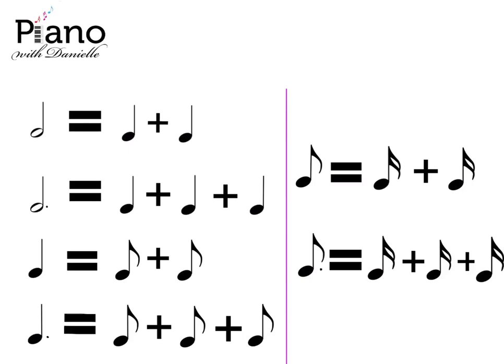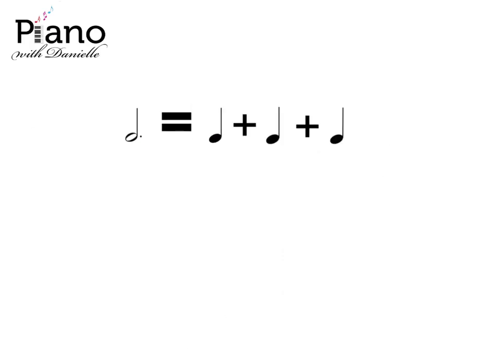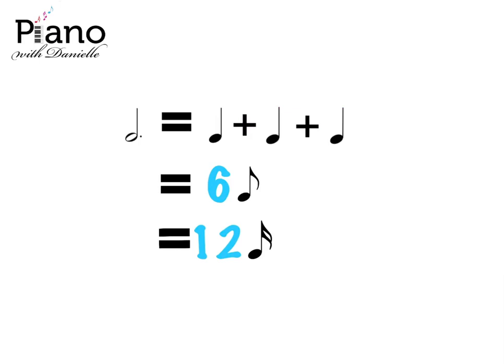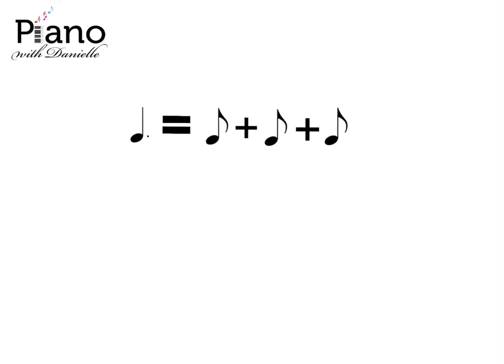From this, we can work out various combinations of note values. A dotted minim is therefore 3 crotchets, 6 quavers, or 12 semiquavers. A dotted crotchet is worth 3 quavers or 6 semiquavers.